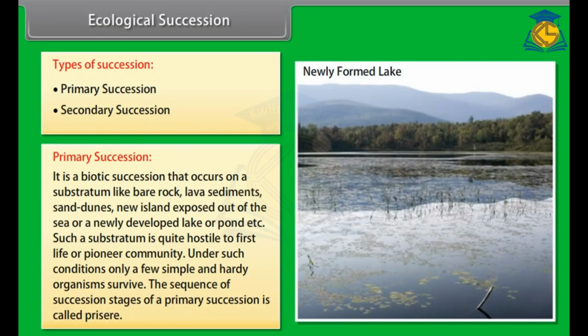Such a substratum is quite hostile to the first life or pioneer community. Under such conditions, only a few simple and hardy organisms survive. The sequence of succession stages of a primary succession is called prisere.